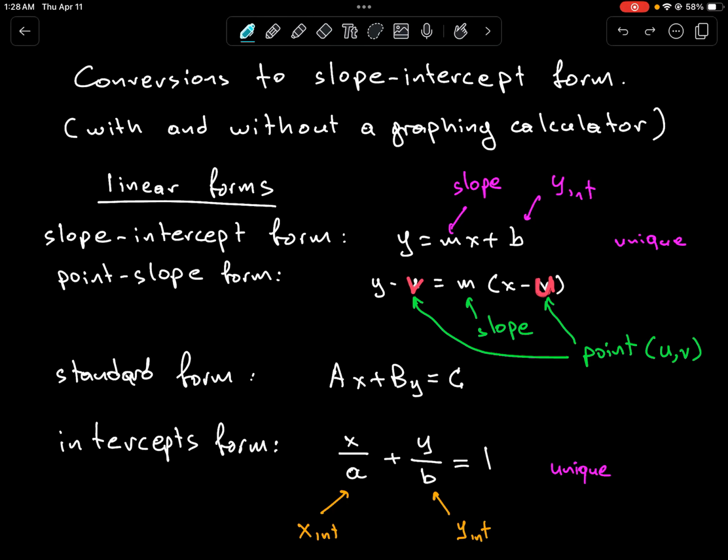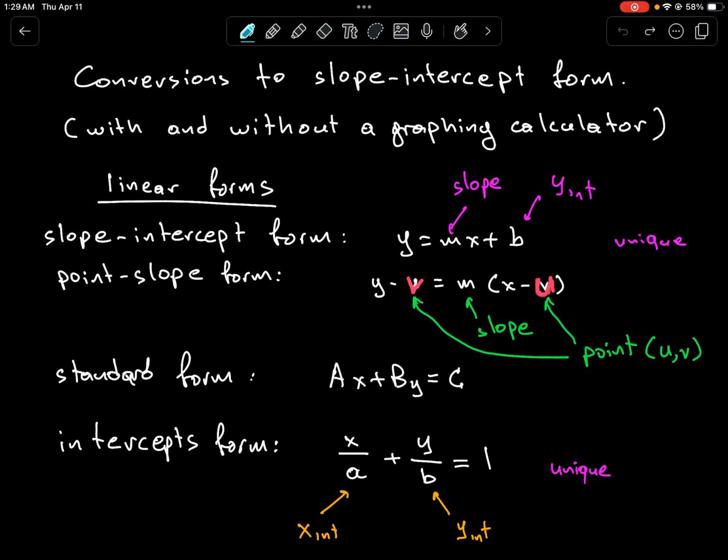Let's talk about those forms a little bit, just to see the characteristics of each one of those. Starting with the slope-intercept form, it looks like that: y equals mx plus b, where m is the slope and b is the y-intercept. This is unique, meaning each line has only one slope-intercept form. That's because there's only one slope and only one y-intercept. So this is unique, and that's a good feature for it.